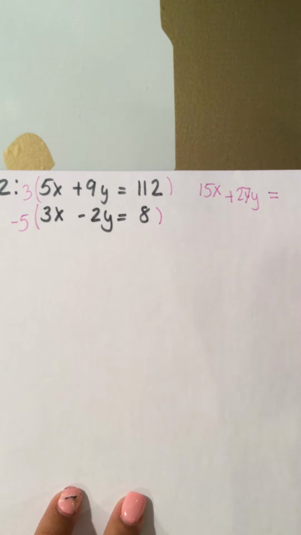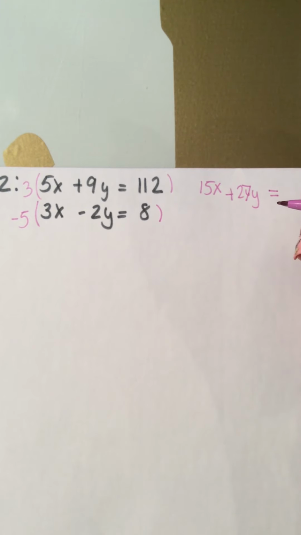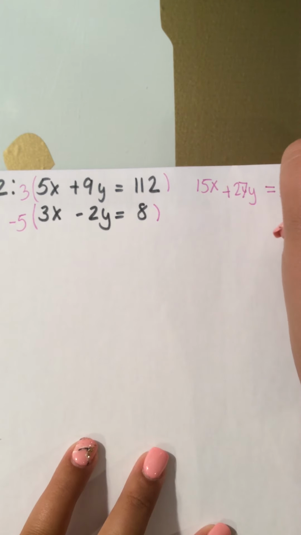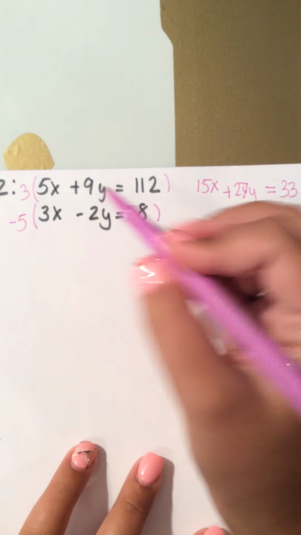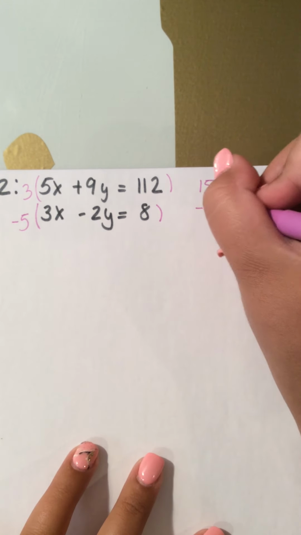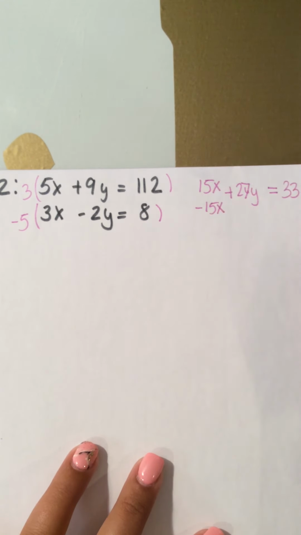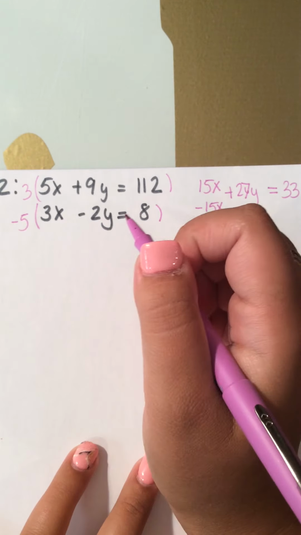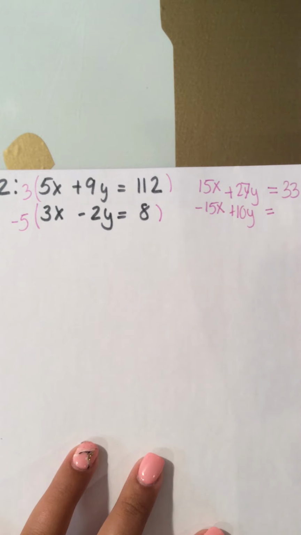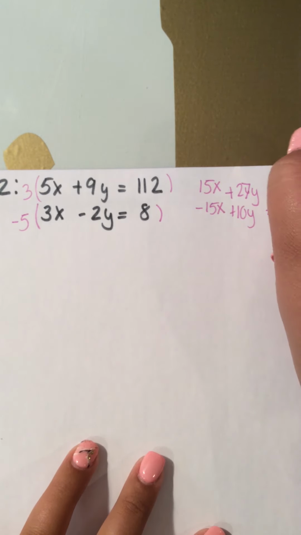112 times 3 is 336. Okay? And then this bottom one, I'm going to multiply by negative 5. So 3 times negative 5 is going to give me negative 15x. Negative 5 times negative 2 is positive 10, so I'm going to get 10y. And then 8 times negative 5 is going to give me negative 45.